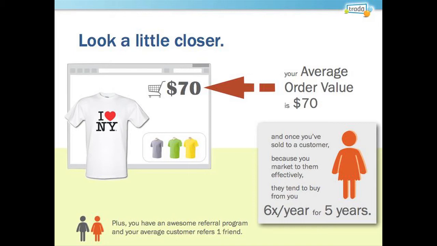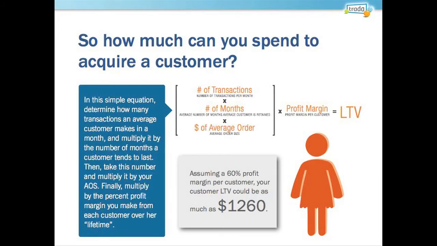You can say, I'm only making $5 on this, so I can really only spend up to $5. However, if you look a little bit closer, as those bigger advertisers do, you may learn something a little bit different about the way your business works. Say that your average order value is $70. The average person who comes to your site buys 7 of these t-shirts, and they tend to buy 6 times a year for 5 years. And you do all of these things to build the cart size, and you have an awesome referral program. It's possible that your lifetime value for this customer is actually $1,200.